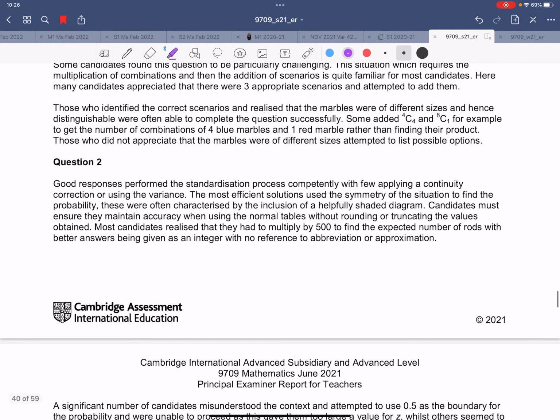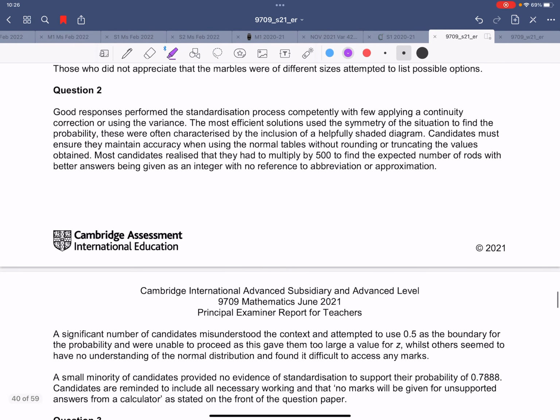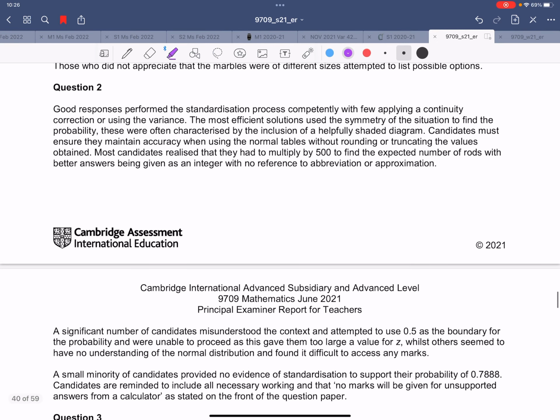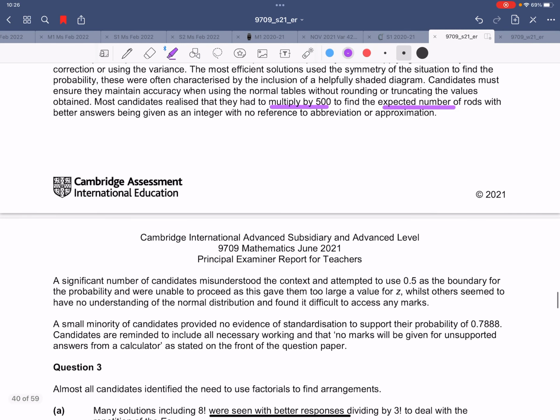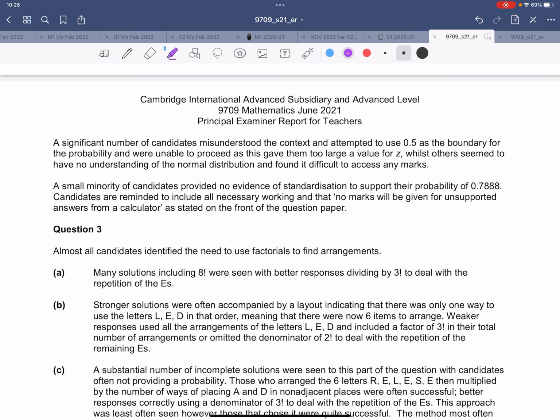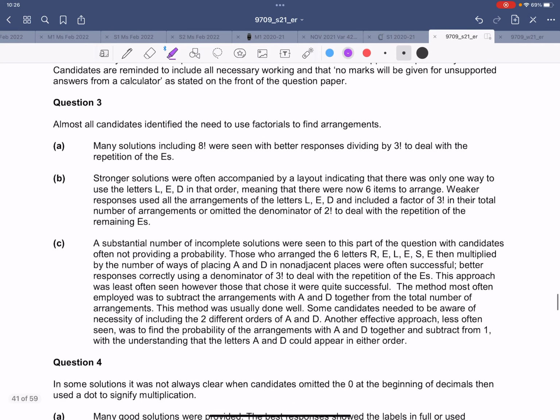Which questions need this? Now this is question number 2, where we multiply by 500. That was about the expected number. People forget this. It has to be an integer. What else is there?